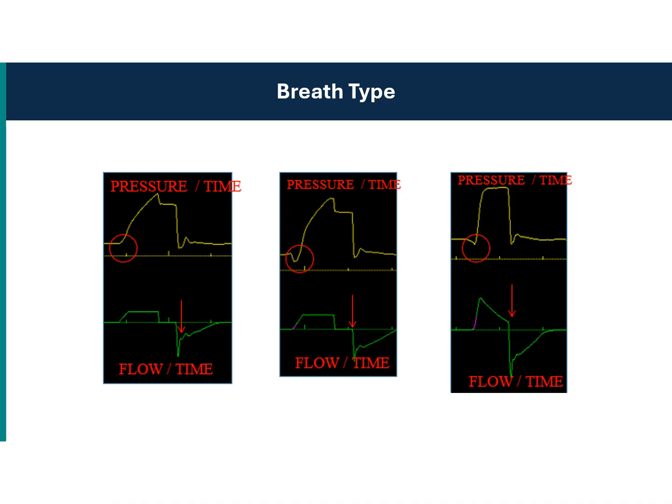This is where the patient is not at all trying to take a breath, probably because of heavy sedation or neuromuscular paralysis. And this is again where the patient is trying to take a breath. You can see the cycling also here. This is a volume control ventilation, and you can see that cycling happened after some time.